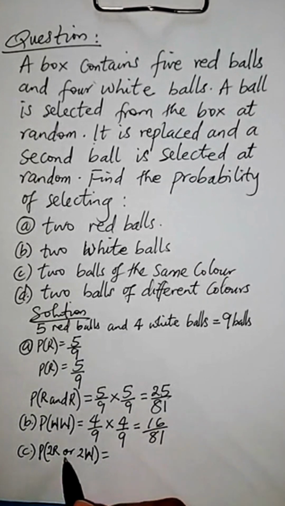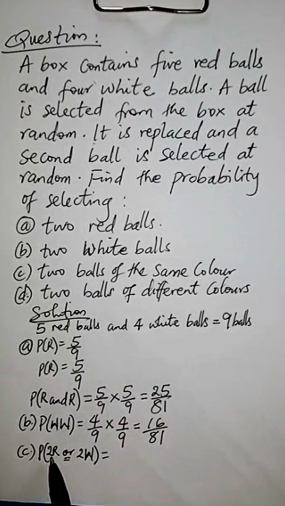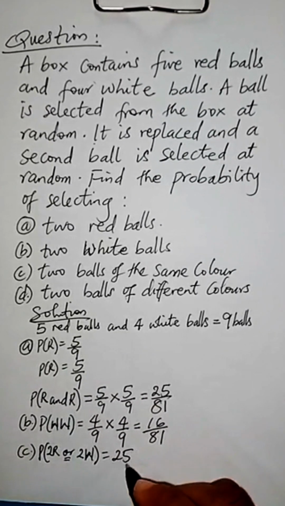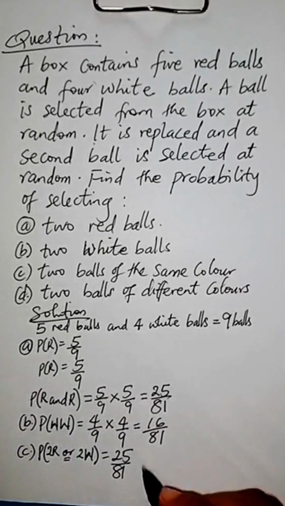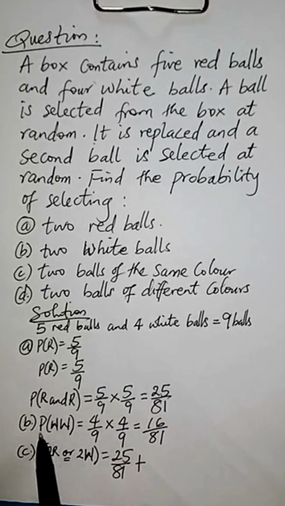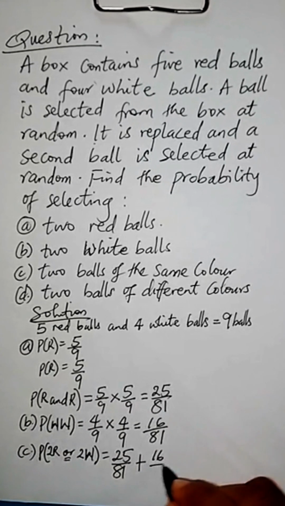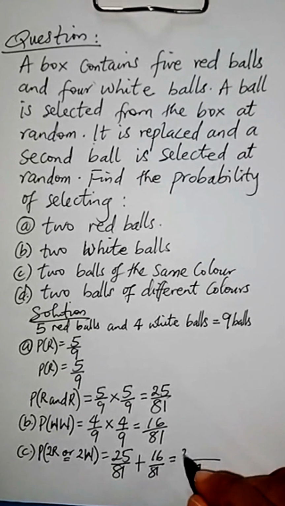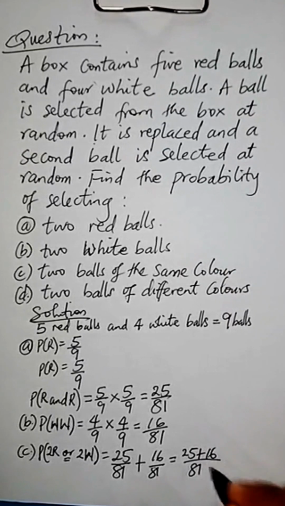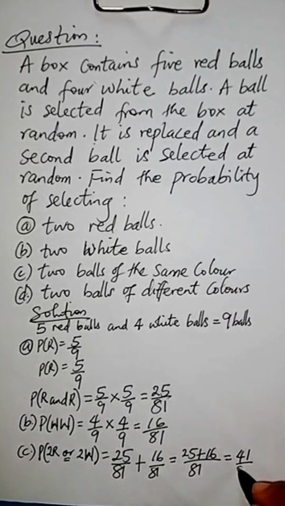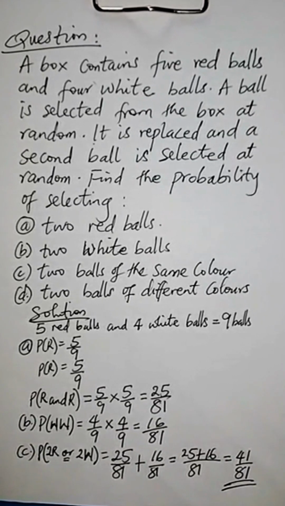Now see the word "or" here. So the probability of selecting two red balls, we solved in question A. That's 25 out of 81. Or, addition, the probability of picking two white balls is what we solved in question B, and that's 16 out of 81. If you solve this, it is 25 plus 16 over 81, and that gives you 41 out of 81. That's the answer to the question.